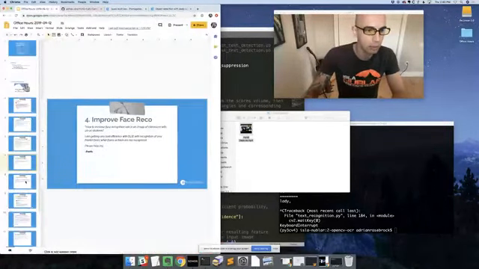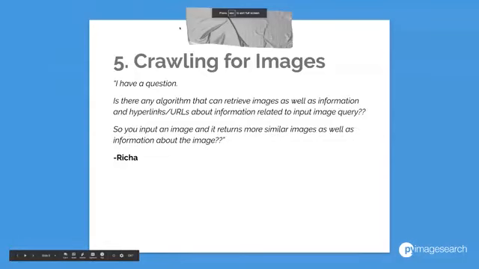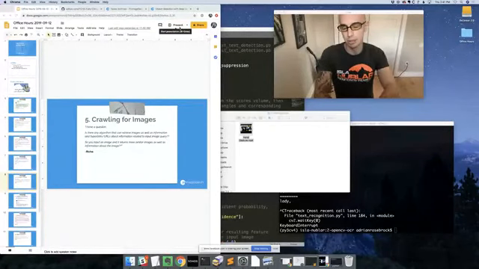Okay, moving on to our 5th question. It says, I have a question. Is there any algorithm that can retrieve images as well as information and hyperlinks or URLs about information related to an input query image? So you input an image and it returns more similar images as well as information about the image. So basically what this reader wants to do is build an image search engine.